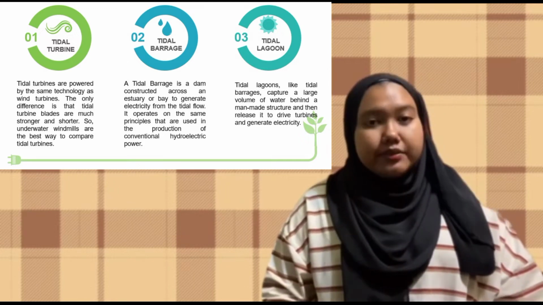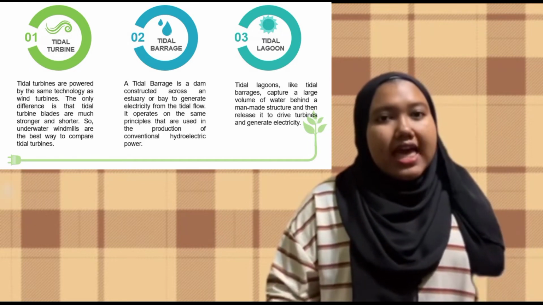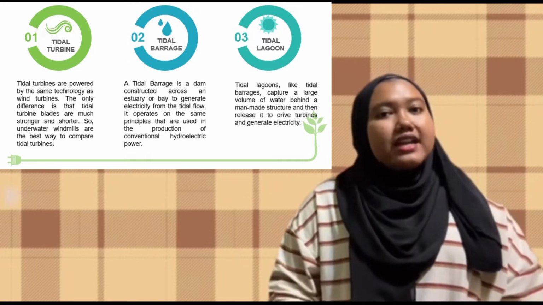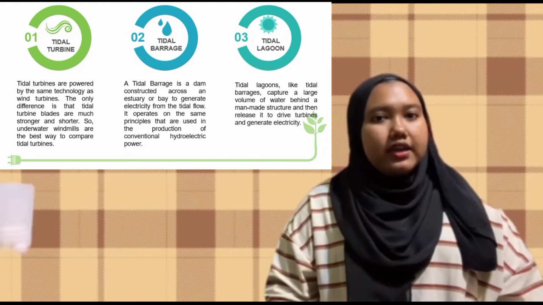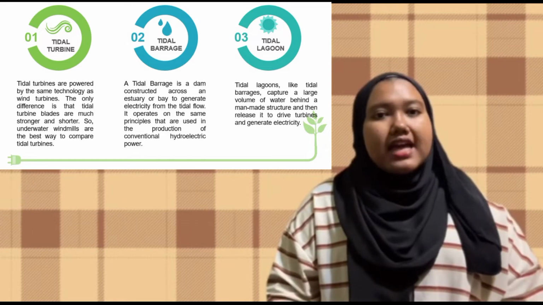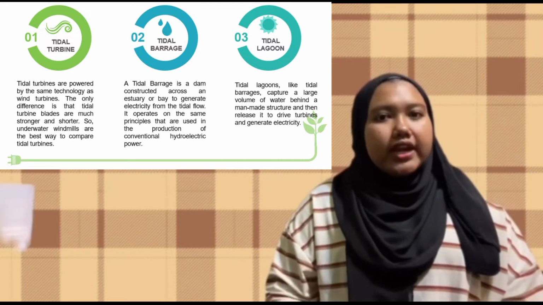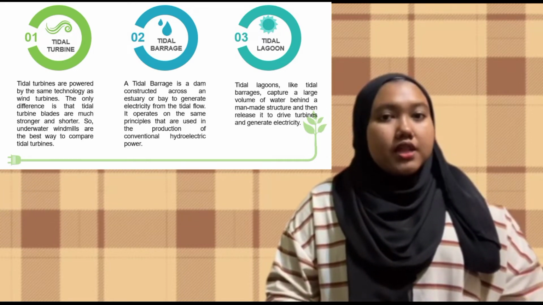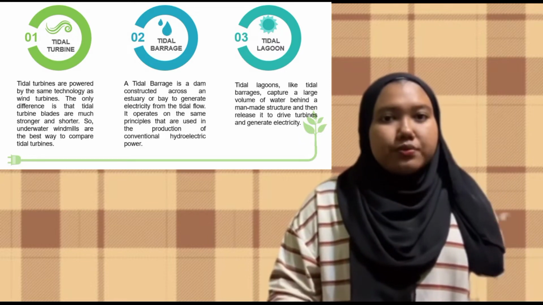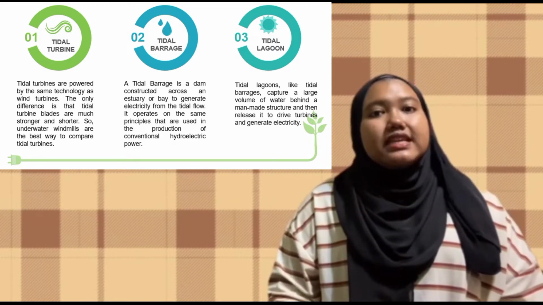Tidal lagoons, like tidal barrages, capture a large volume of water behind a man-made structure and then release it to drive turbines and generate electricity. This causes a difference in water level height between the lagoon's interior and the sea. Once the difference in water level has been optimized, the wicket gates are opened and the water rushes into the lagoon via bulb turbines mounted inside concrete turbine housing in a section of the breakwater wall. Electricity is generated as the water turns the turbine.